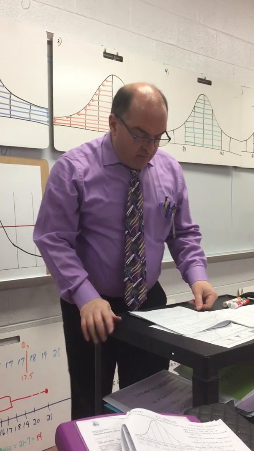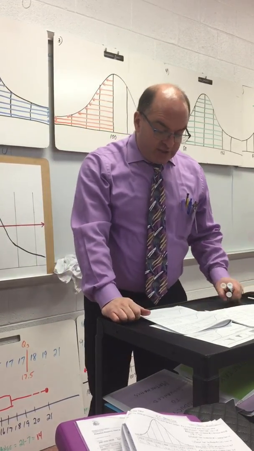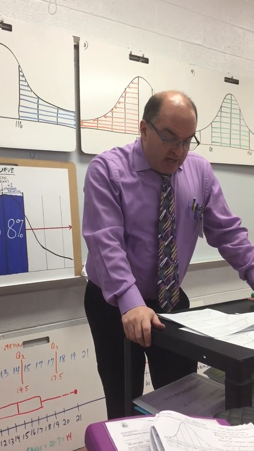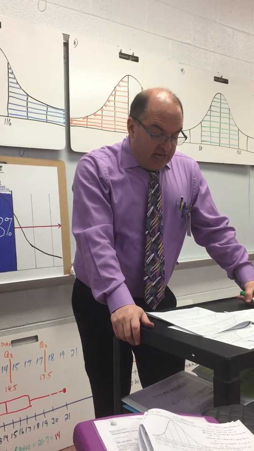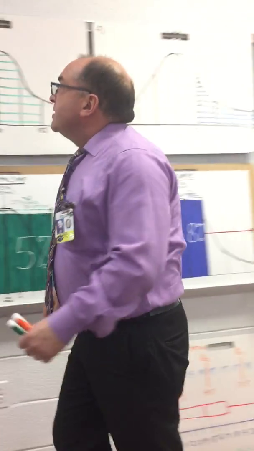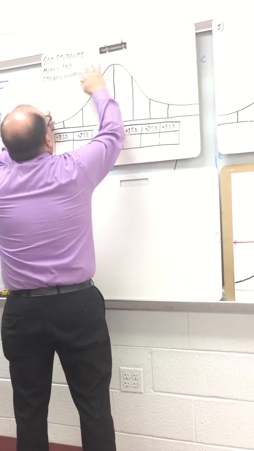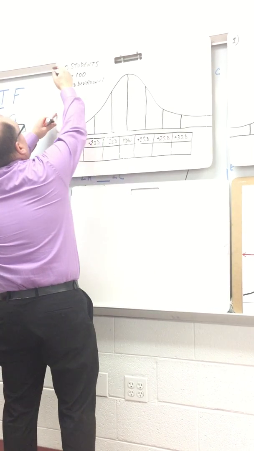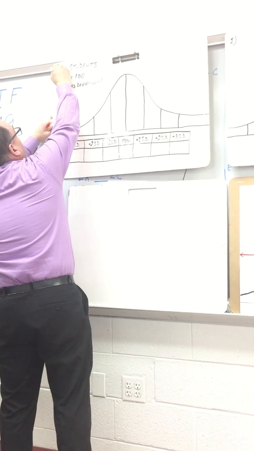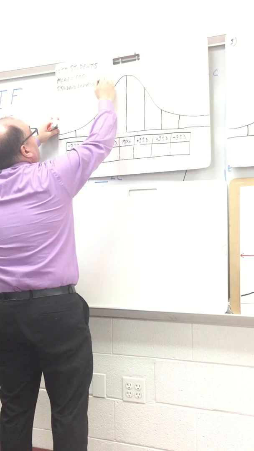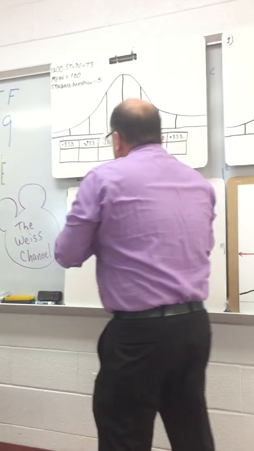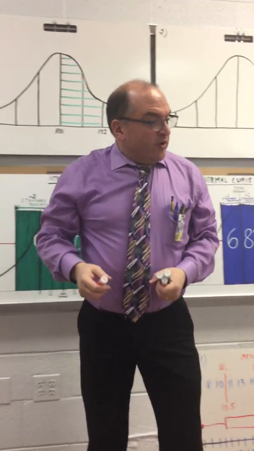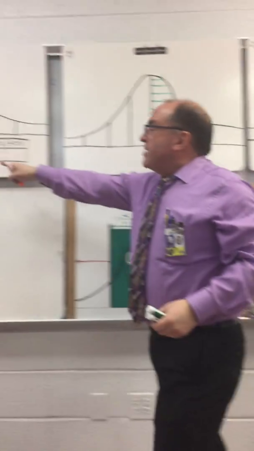Number one, there's 1,200 students, okay? Mean is 100, standard deviation is 15. First, we're going to fill in the box.